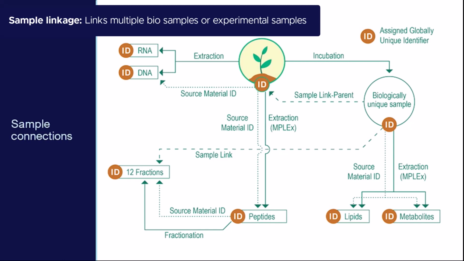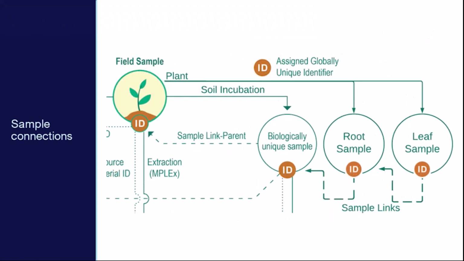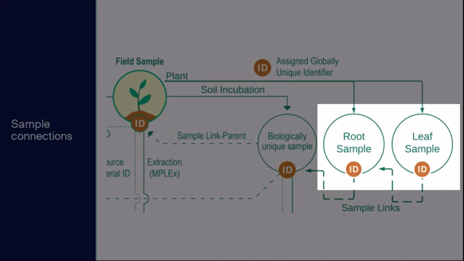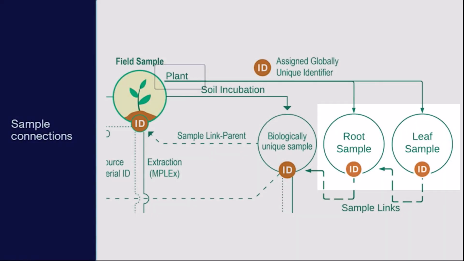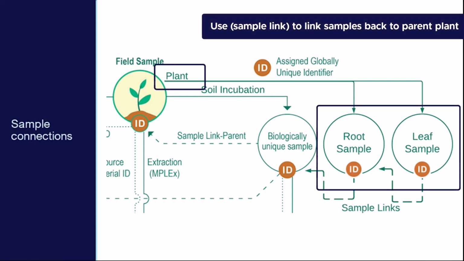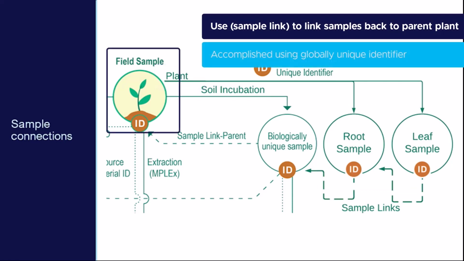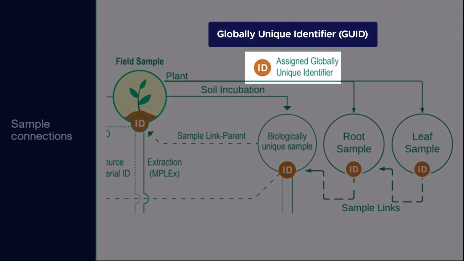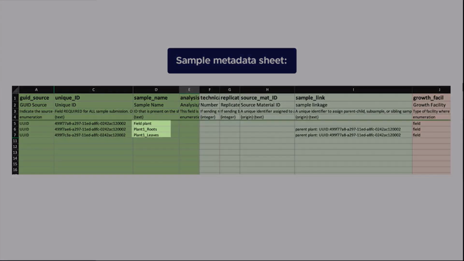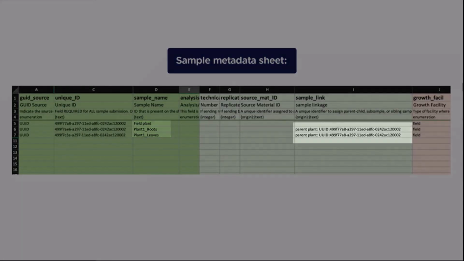Sample linkage is a one-to-many relationship to link multiple biosamples or experimental samples. For example, let's say you have a field sampling campaign in which you've harvested a plant and collected soil to take back to the lab to perform an incubation. For the plant samples, you've collected root and leaves from one plant. You should use sample link to link these two samples back to the parent plant. This is accomplished by using a globally unique identifier, or GUID, which you will hear more about towards the end of this presentation. See here on the sample metadata sheet for an example. The parent plant has been identified and linked to its child samples.